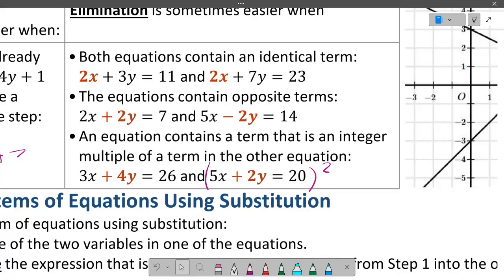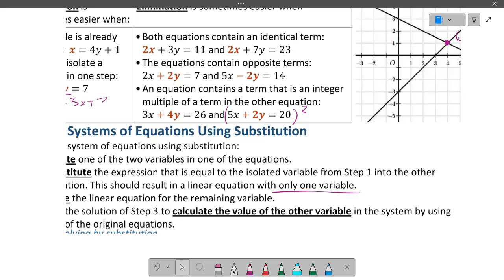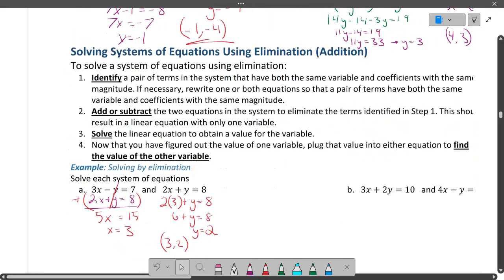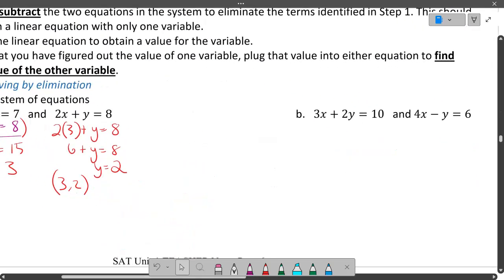Okay, so that's kind of the difference. Both of these will always work. It's which one is going to be the cleanest process of solving. Does that make sense? So don't get hung up on which one you should use if you can't see the difference.